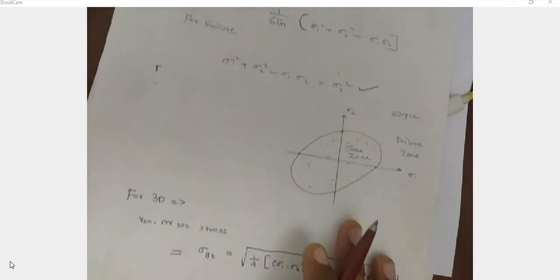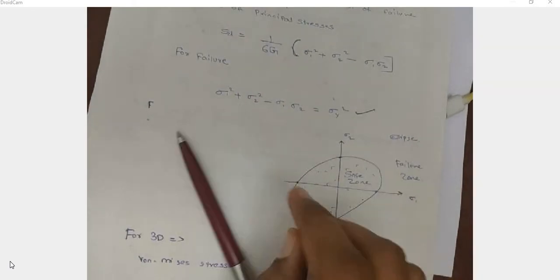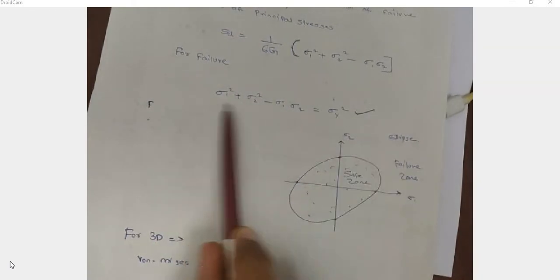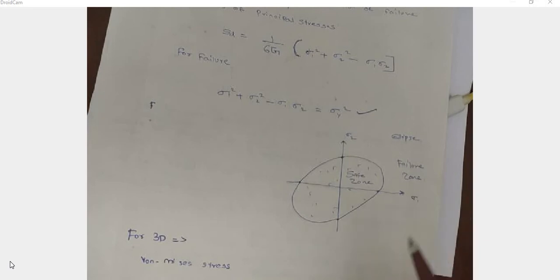Again, we can draw the graph based on this equation, similar to the previous case. This is also an ellipse, and the inside region is a safer region and the outside is a failure zone.